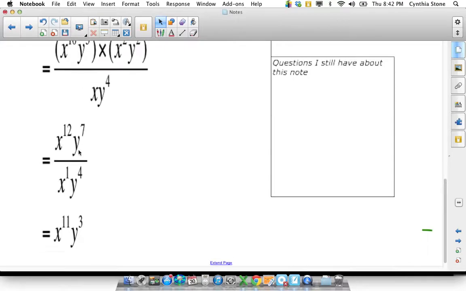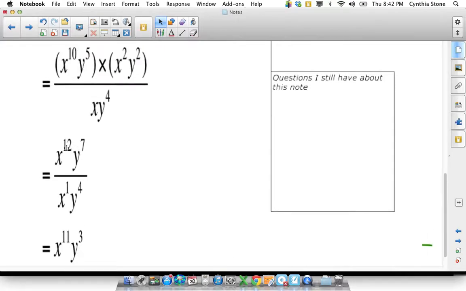Now, what happened here is a big step, but all I'm saying is I'm collecting all the x's and I'm using my product rule because everything up here is now multiplied, right? So x to the 10 times x squared is x to the 12. I'm adding my exponents. And then I've got my y's and I add my exponents. And then I've got x to the 1 on the bottom, x y to the 4. I haven't changed that at all. I'm just writing the 1 in.